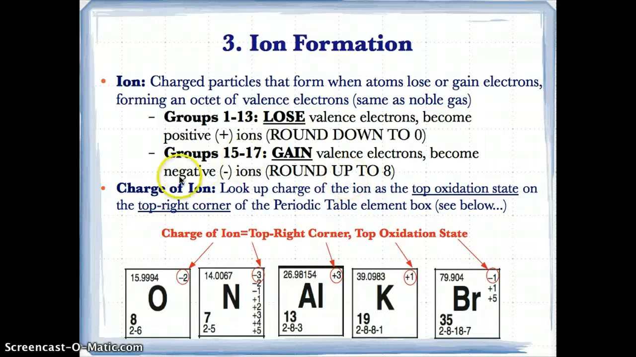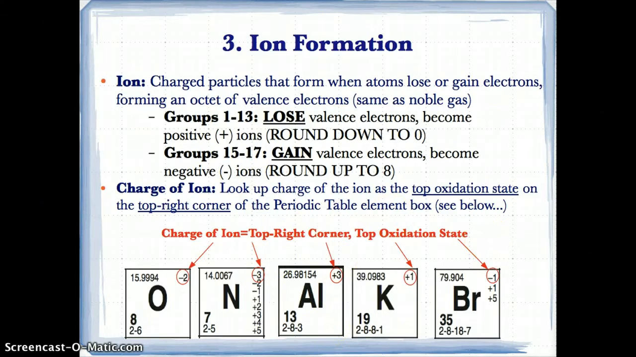All right, and I also want you to note that the charge of any ion made by any element when it loses or gains valence electrons can actually be found as the top oxidation state on the periodic table, which is in the top right corner of the periodic table. So look at the top oxidation state in the top right corner of the periodic table. That is the top number in the top right corner of the periodic table.